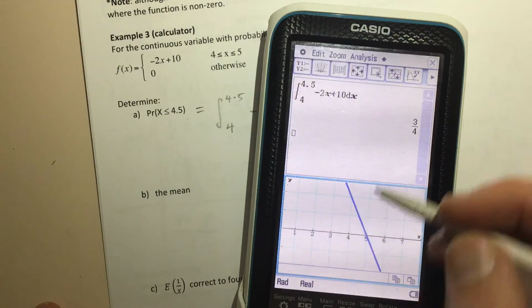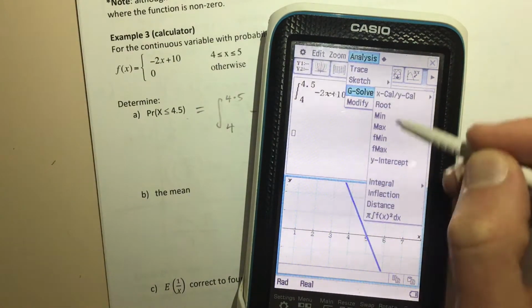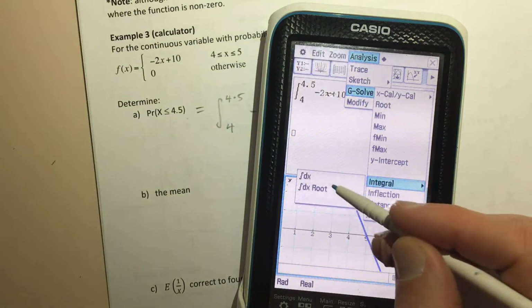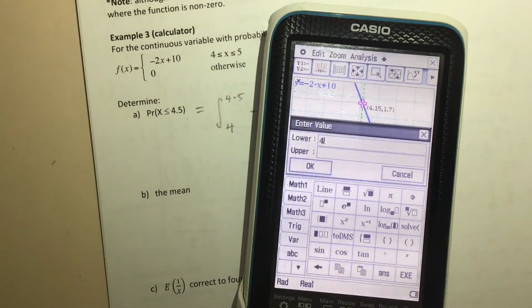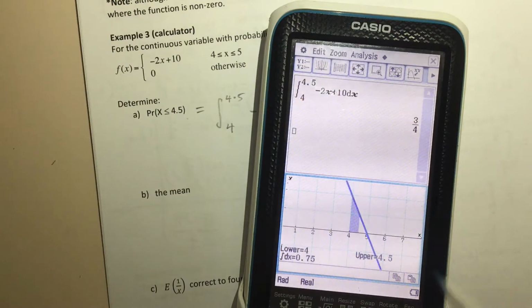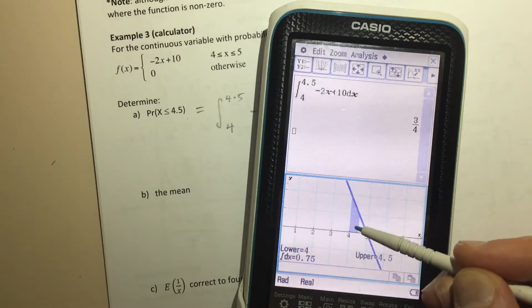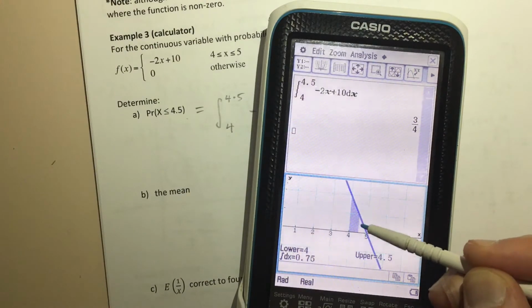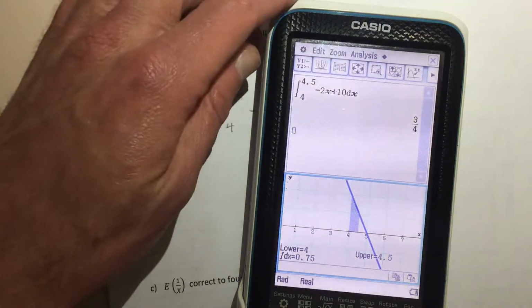The area that we just found, I'm going to go and actually sketch that. Analysis, G-solve, and then integral with respect to x. And the lower limit was 4, so if you are trying this on your CAS, all you have to do at that point is just push a number and this screen comes up. Upper limit was 4.5. And so that was the area that we just found. And if you're looking carefully and considering that full triangle where the area was 1, well, it makes sense that this area is bigger than that small sliver of triangle that's left there. So 0.75 makes sense when we visualize it as well.